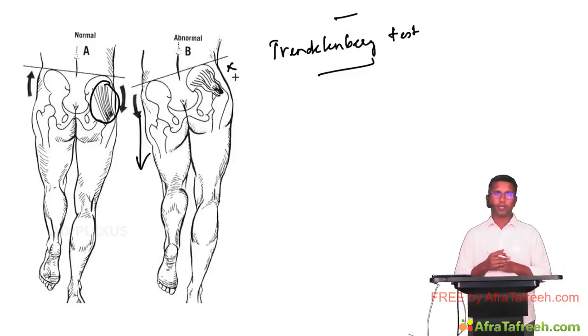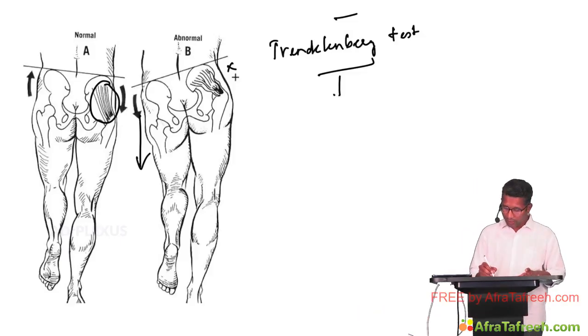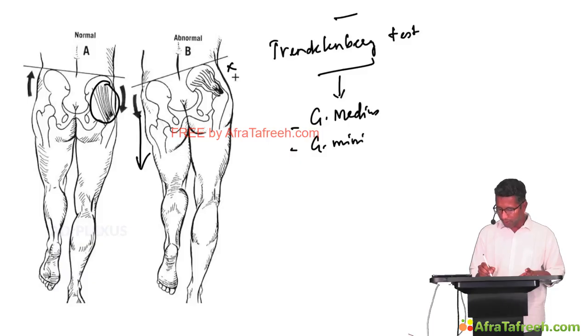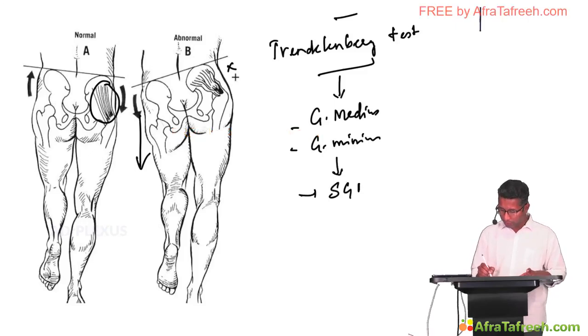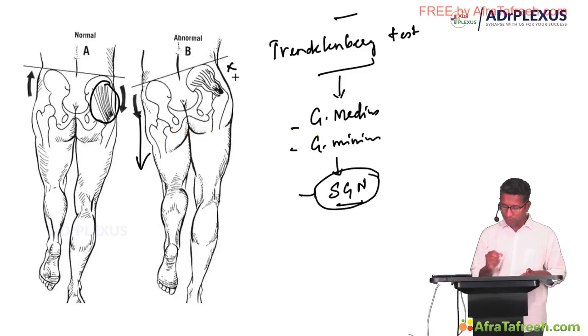But in orthopedics, the Trendelenburg test is used to check these two muscles: the gluteus medius muscle and the gluteus minimus muscle. And what is the nerve supply? The nerve supply for these muscles is the superior gluteal nerve. So they are checking the superior gluteal nerve.